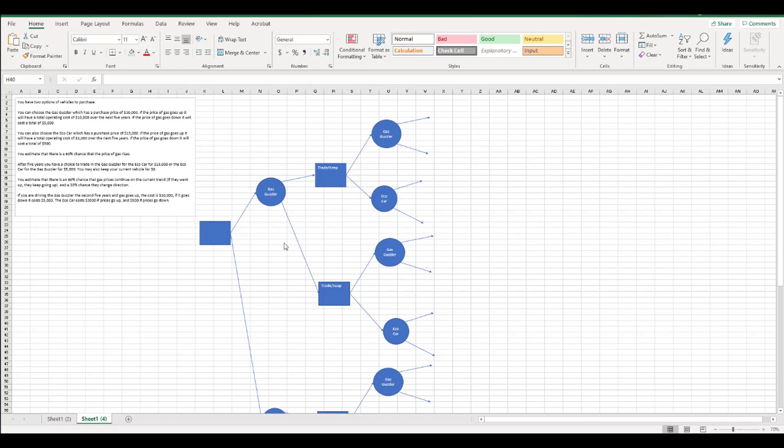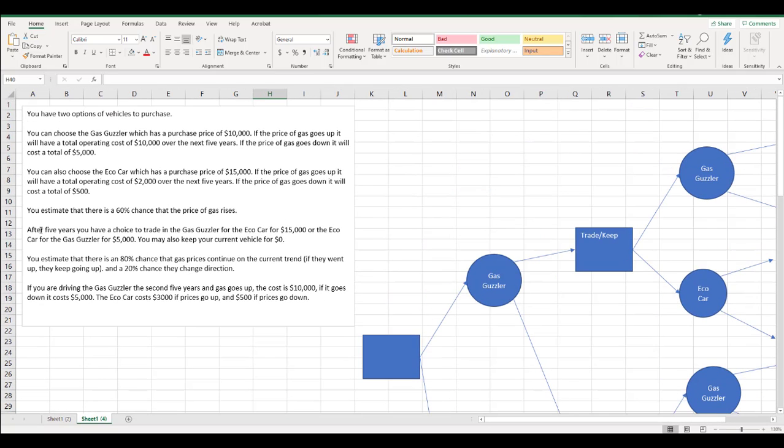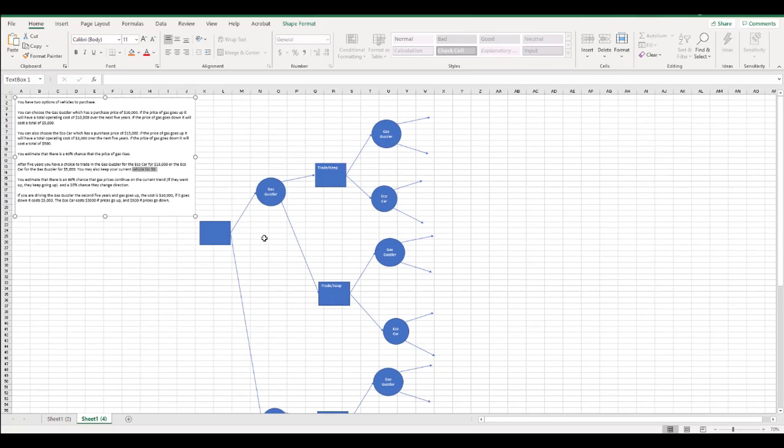This problem is nothing more than an expansion on the first problem from the first video. With this one, after 5 years, you have a choice of trading in your vehicle. So you can trade in the gas guzzler for the eco car for $15,000, or the eco car for the gas guzzler for $5,000, or you may keep your current vehicle at no cost. So that looks like this.